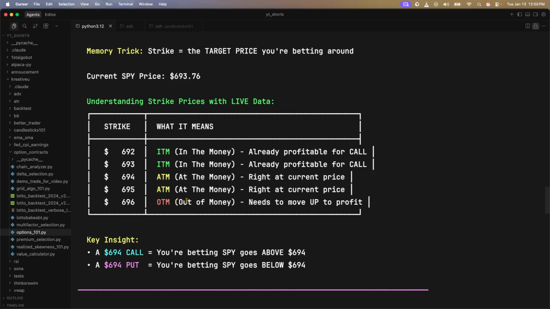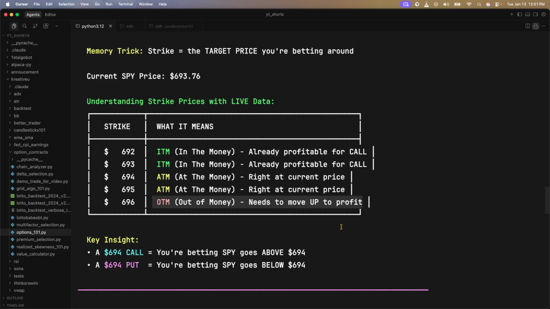And then OTM contracts are going to be contracts that are super deep, maybe 2 or 3 levels up, and everybody has a different school of thought on how to categorize OTM. But for me in my house, I categorize it as being 2 or 3 levels up from the current price of SPY. Right now SPY is at 693, so 3 levels up would be 696. Anything from 696 is going to be OTM.